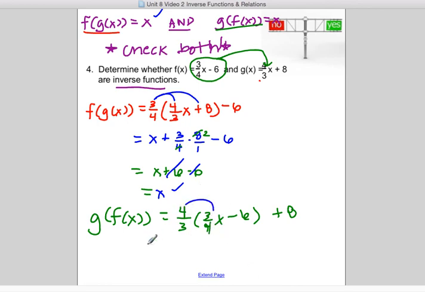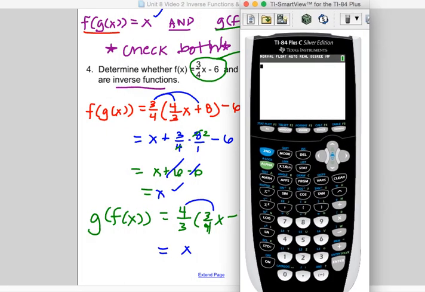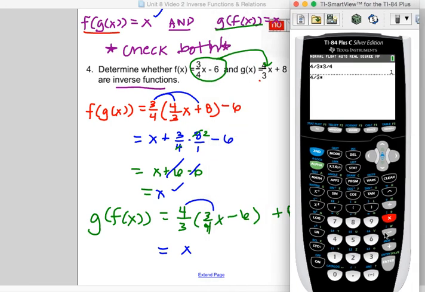My fractions will cancel, so I'm left with x. And if you don't see that they cancel, you can go on your calculator and type in 4 divided by 3 times 3 divided by 4, and it will give you 1. Then I'm going to do 4 divided by 3 times 6. That should give us 8. So that's one way. You can do it on your calculator.